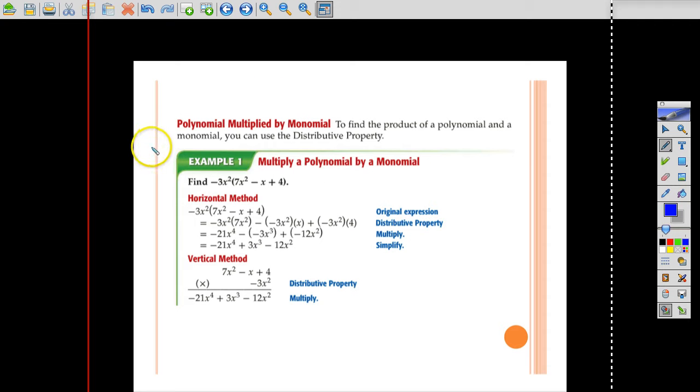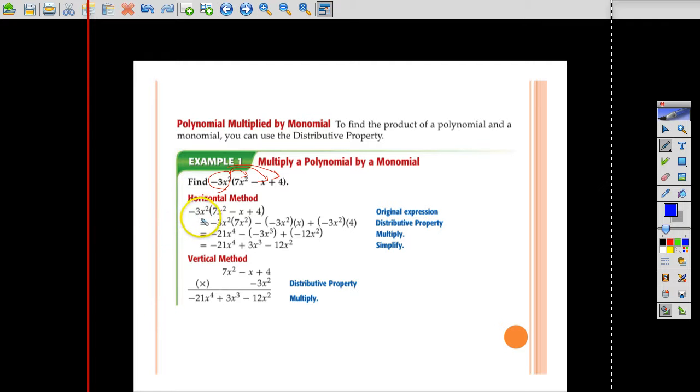All right, so how would you do this? When you multiply a polynomial by a monomial, you're actually just using the distributive property. So here you have negative 3x squared, and you're going to multiply everything into parentheses. So it's really using the distributive property here. But this time you're multiplying by a polynomial. So you can do this again, a horizontal method or a vertical method.